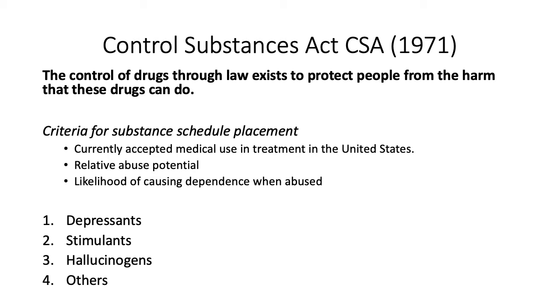And so the classes of drugs, the depressants, stimulants, hallucinogens, and the ones that are classified as others, became categorized into certain schedules. And so there are 5 schedules. Basically these categories are criteria for substance abuse. And so the criteria will establish whether a drug is currently accepted for medical use and treatment, and it will also establish how abusive that drug is and the likelihood of causing dependence when it's abused. So let's go over some of these schedules.